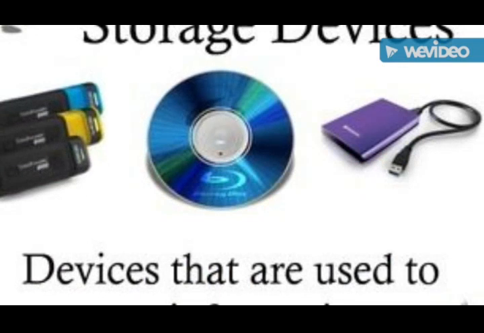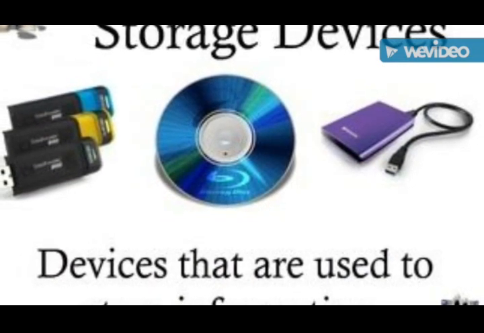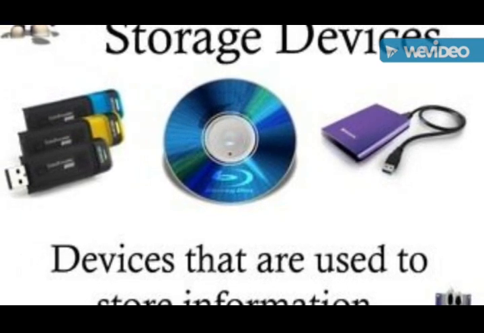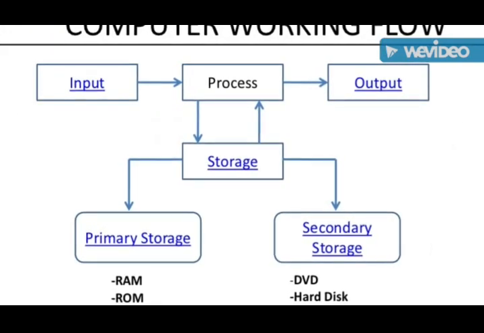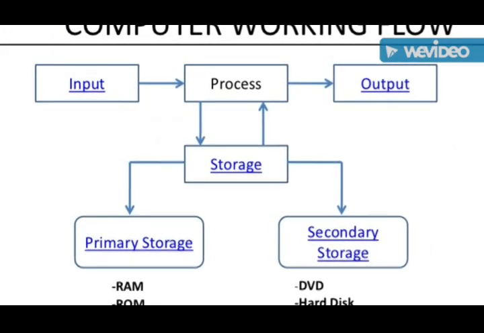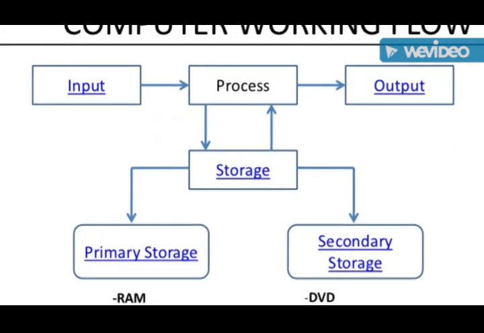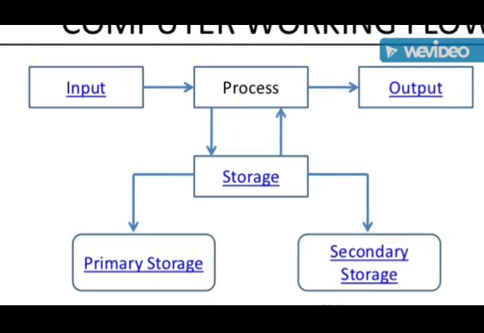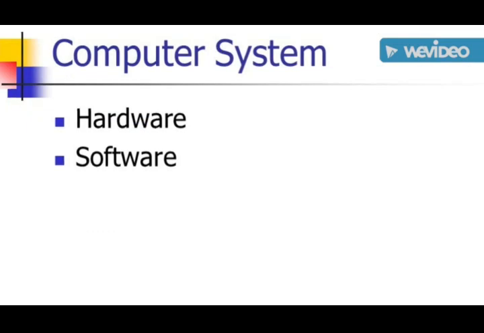Devices that are used to store information are called storage devices, used by the computer for storing the data that we want to perform on. So the computer working flow is input, process and output, involved with storage devices, that is primary storage and secondary storage. Primary means the internal memory of your computer.